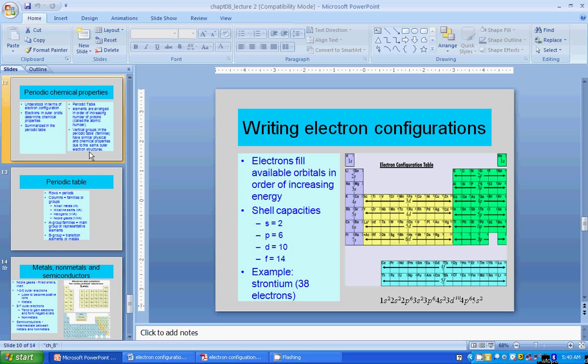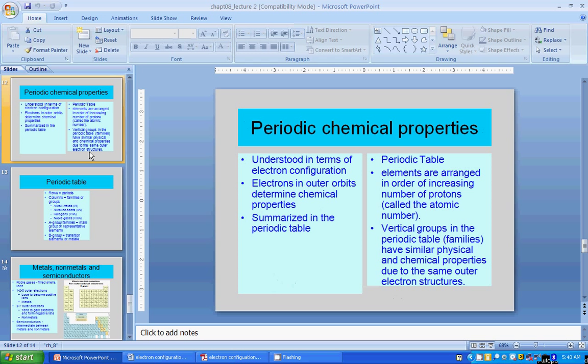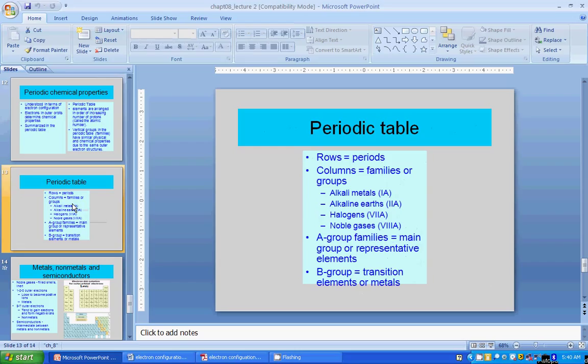Last thing is just the chemical properties. It's telling you that the table is arranged in a particular order, and it shows that the rows, as we've talked about, are in periods. Columns are in families or groups, and they are alkaline metals, earth metals, halogens, and noble gases. And you see this when you actually look at your periodic table.